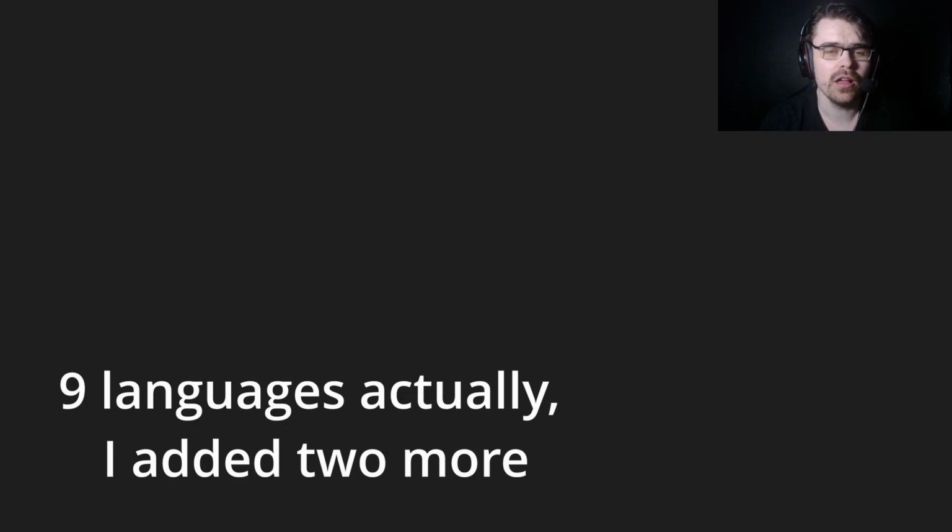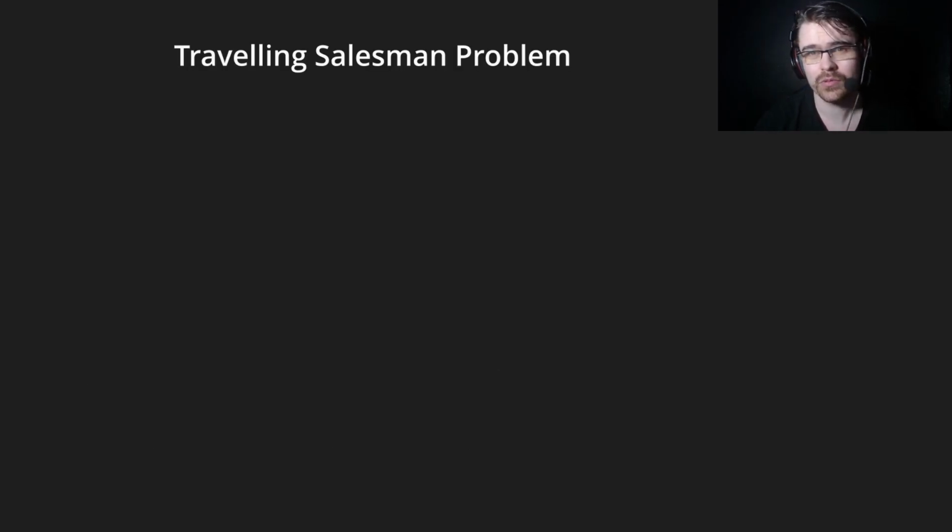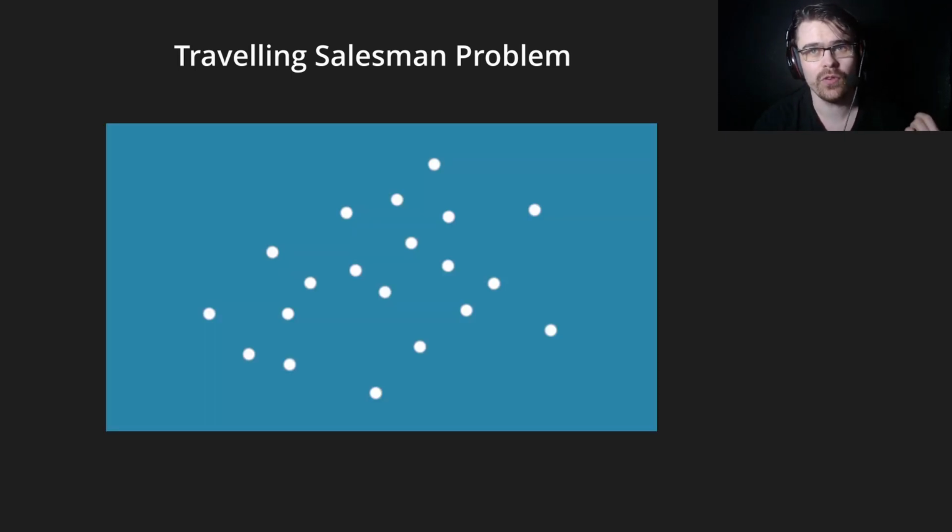Today we're going to do a comparison of about, I think, 7 different languages. First of all, I'll explain the algorithm. So the algorithm is called the traveling salesman algorithm, which is basically a way to find the best route.